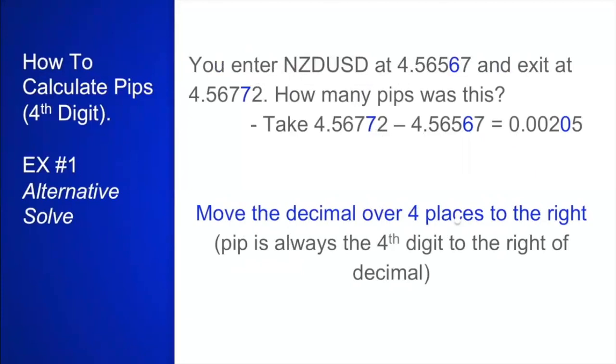There's an alternative way. And this is the way that I personally like to use, because I don't like dividing numbers either. I'm not a dividing type of person. If you move the decimal over 4 places to the right, remember, the reason why we're moving it 4 places to the right is because the pip is the fourth digit to the right of the decimal. So if you take that point where it says equals 0.00205 and you slide that thing over 4 places, you will get the same answer.